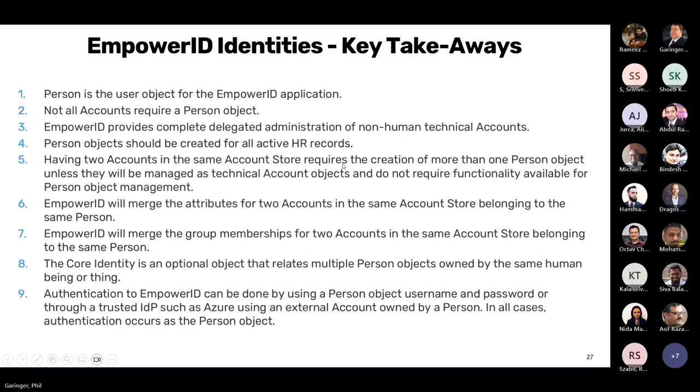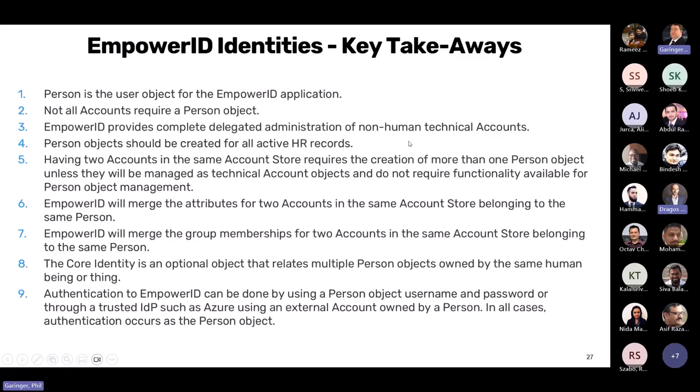All right. A few key takeaways that we just talked about, things to remember. The person is a user object in EmpowerID. Basically, that's the application identity that you're authorizing as, right? So anything you do in EmpowerID, you're doing as a person, right? Not as an account or anything else. You're a person object, okay? Not all accounts have to be people, right? I can manage orphan accounts, service principals, whatever I want. I decide which ones should have a person or not. They don't have to all have people. It's only if you want to do certain things with it.